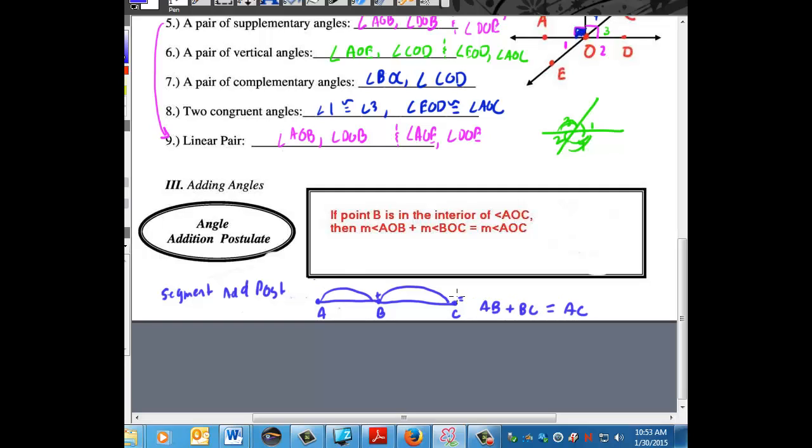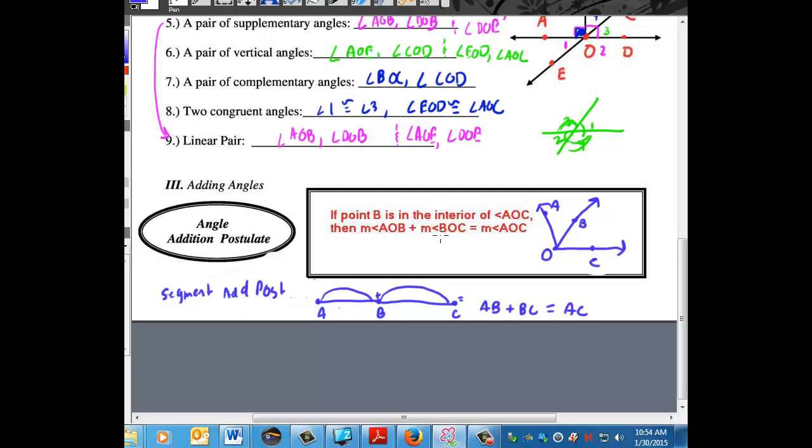Well, we can do the same thing with angles. So let's draw an obtuse angle this time, although it could be acute or right or even straight. And we're going to draw a ray. And let's label this point B. We'll have this be point A. We'll have O at the center. And we have point C down below.